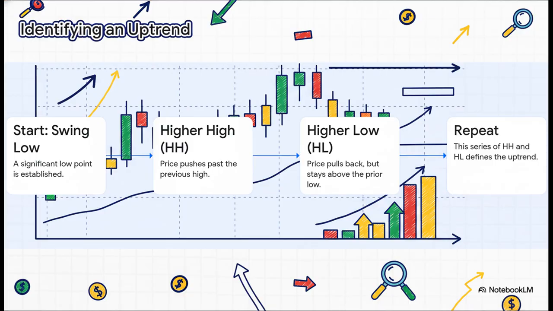Okay, so we have floors and ceilings, but how do we know which direction things are generally moving? Simple. We look for a trend. And an uptrend is just this beautifully simple repeating pattern. Look, price pushes up to make a new high. Then it pulls back a little, but, and this is key, it doesn't go all the way back down. Then it pushes up again to an even higher high. This little dance, this sequence of higher highs and higher lows, that's the market screaming at you, hey, the buyers are in charge right now.